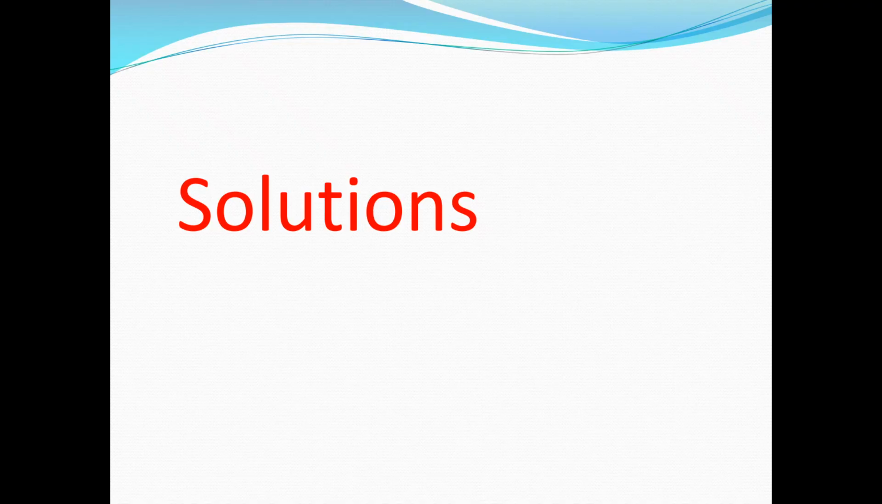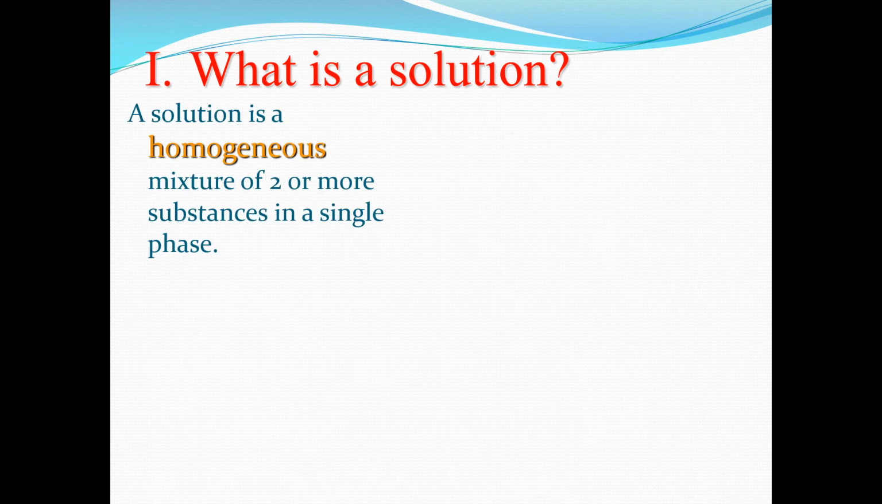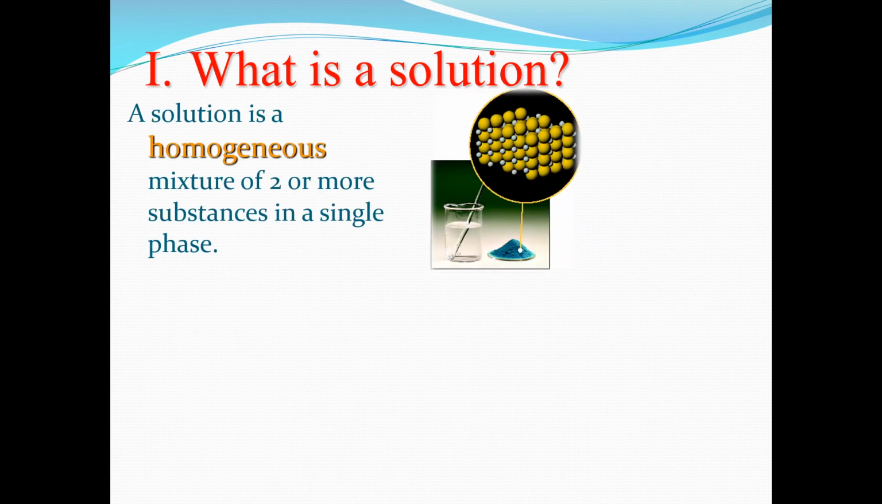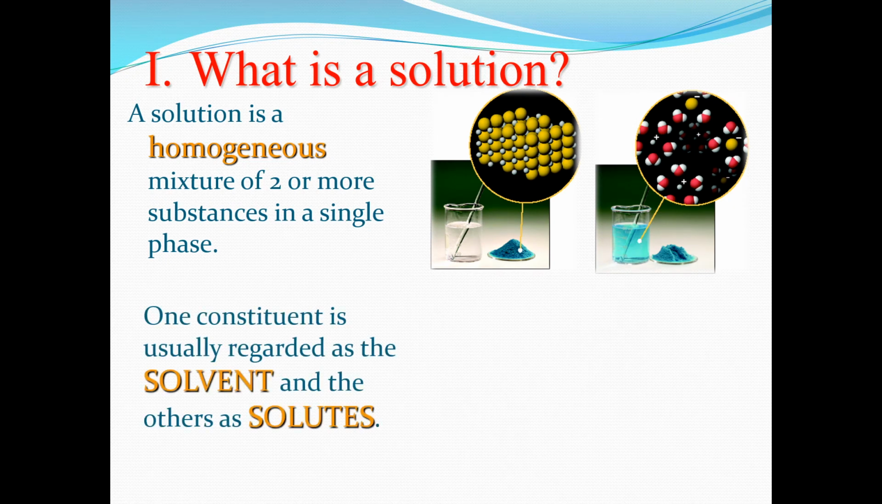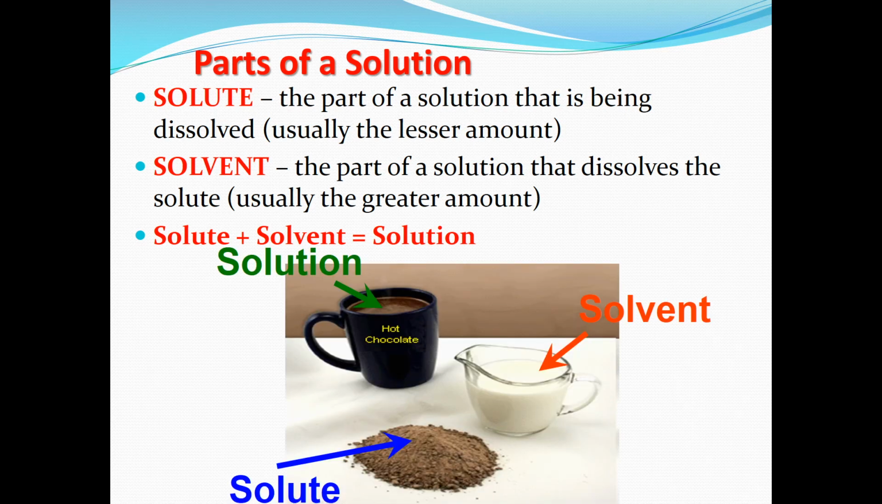This is another PowerPoint. Most of it we've already done. A solution is a homogeneous mixture of two or more substances, and we have a solvent and a solute. Solute is the part of the solution that's being dissolved, usually the lesser amount. Solvent is usually the greater amount and actually does the dissolving. So solute is the thing being dissolved, solvent is the thing doing the dissolving. Added together, they make a solution.